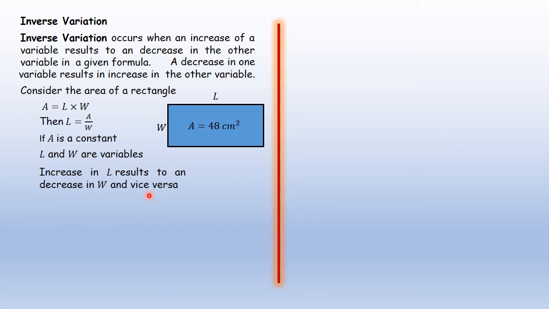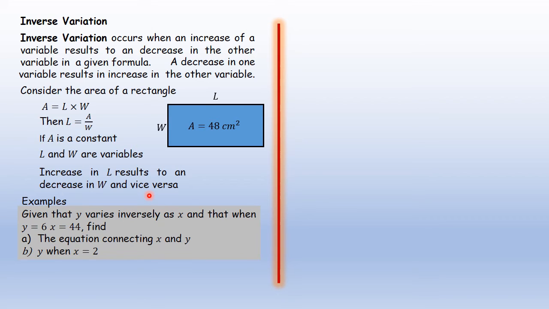Contrasting that with the concept of direct variation, we said that an increase in one variable results in an increase in the other. But this is the opposite of that. An increase in one causes a decrease in the other. A decrease in one causes an increase in the other. And so we can say that the variables are changing in opposite directions. One increasing, the other one decreasing. But in direct variation, in the previous lesson, we said that they move in the same direction. An increase in one causes an increase in the other. A decrease in one causes a decrease in the other.